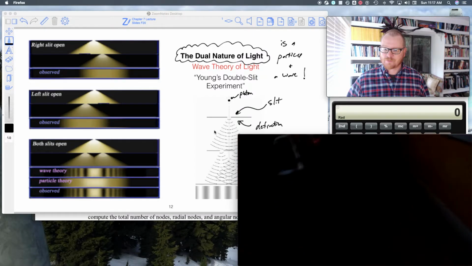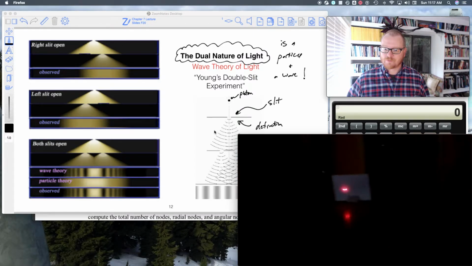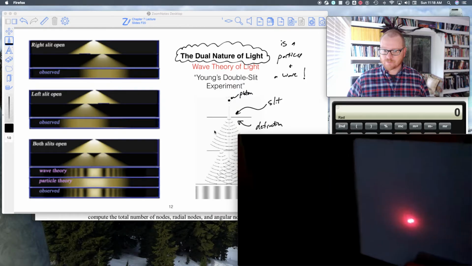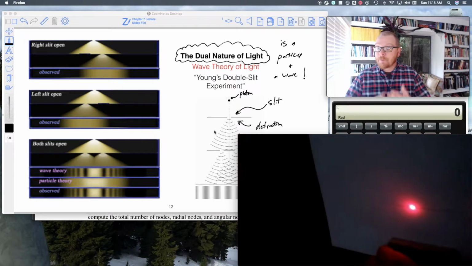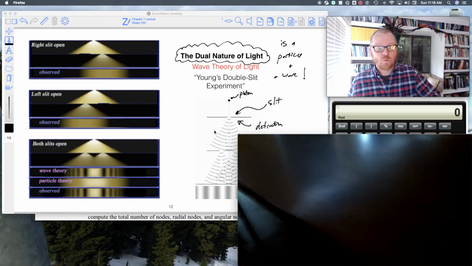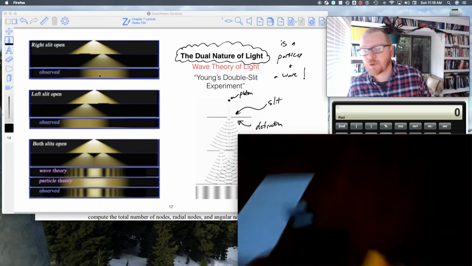Now, actually, let me show you what it looks like without the double slit. Without the double slit, it looks like a dot. Just a beam, a bright spot of light, which is kind of what this picture is showing you here.